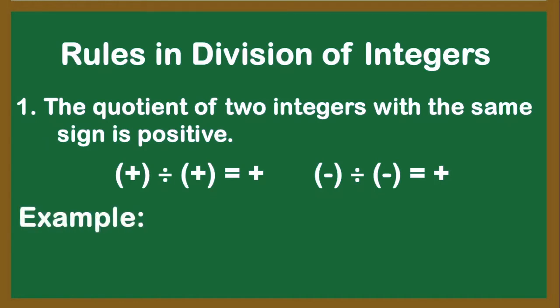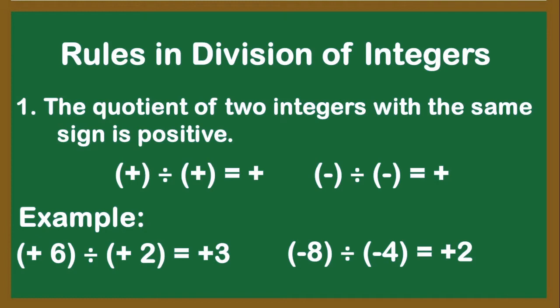Now let us have examples. Positive 6 divided by positive 2 equals positive 3. Negative 8 divided by negative 4 equals positive 2.